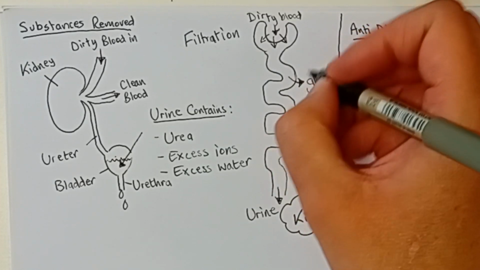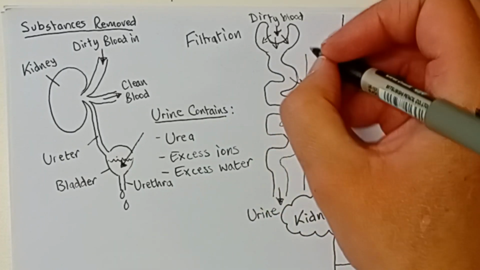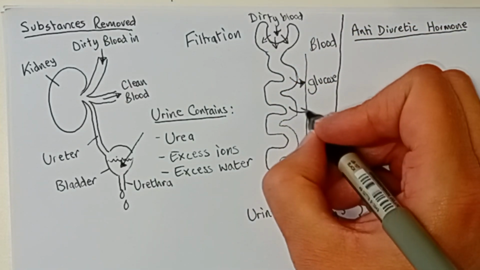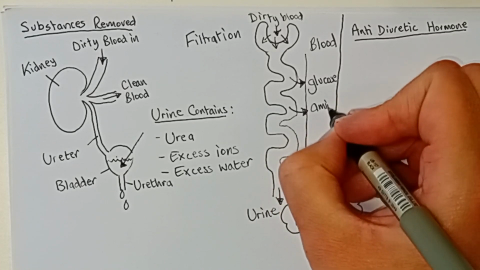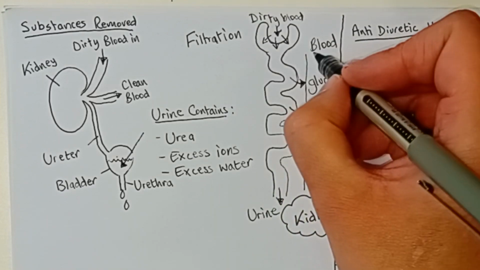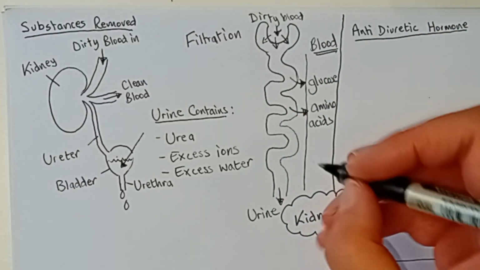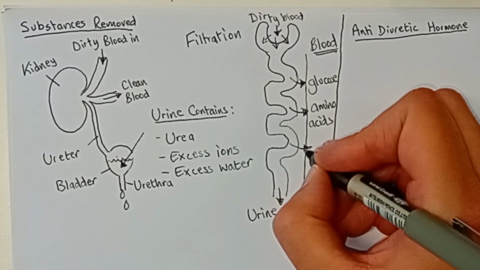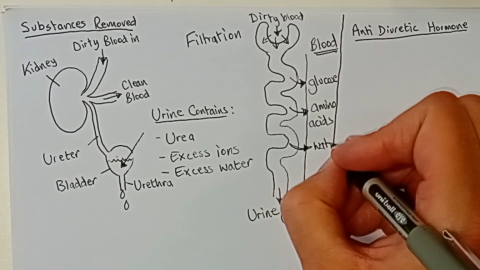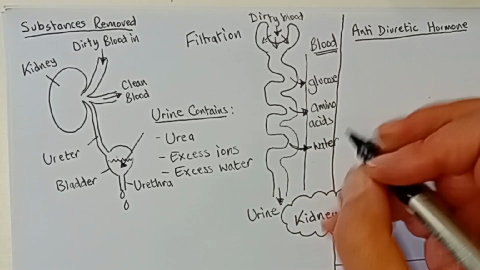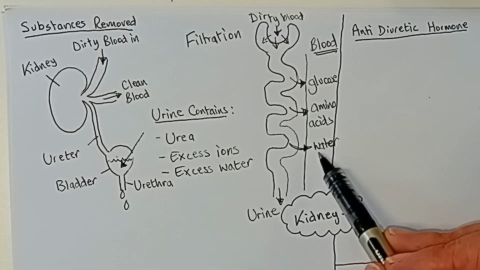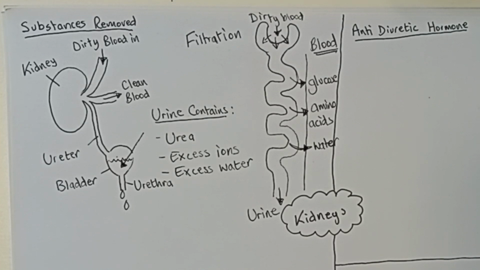And there's a blood vessel that runs down the side that picks up all the useful things. So it lets the glucose out. It lets the amino acids out. So they pass out of the tubule back into the blood where they can be used. But also, importantly, it lets some of the water be reabsorbed. And the amount of water that is reabsorbed can be controlled by a hormone. So this reabsorption here is what we're going to look at over here.